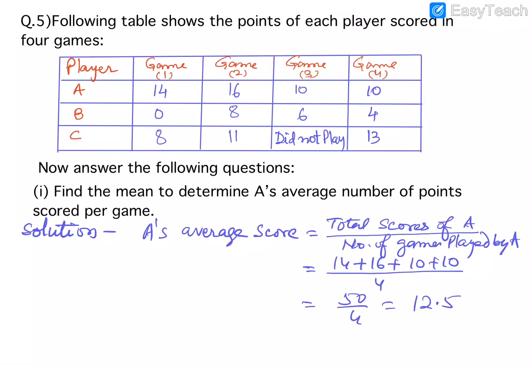Now answer the following question. Find the mean to determine A's average. Average means mean. Mean number of points scored per game.